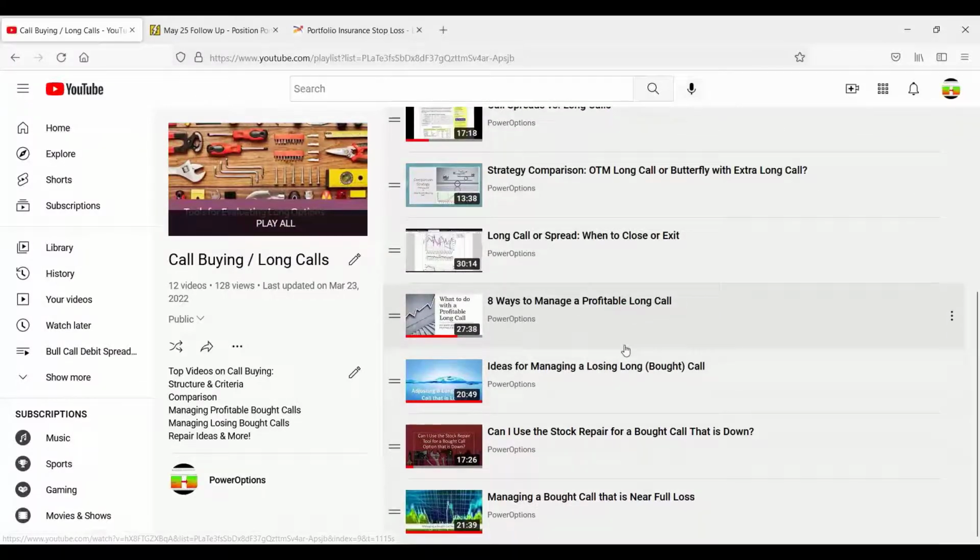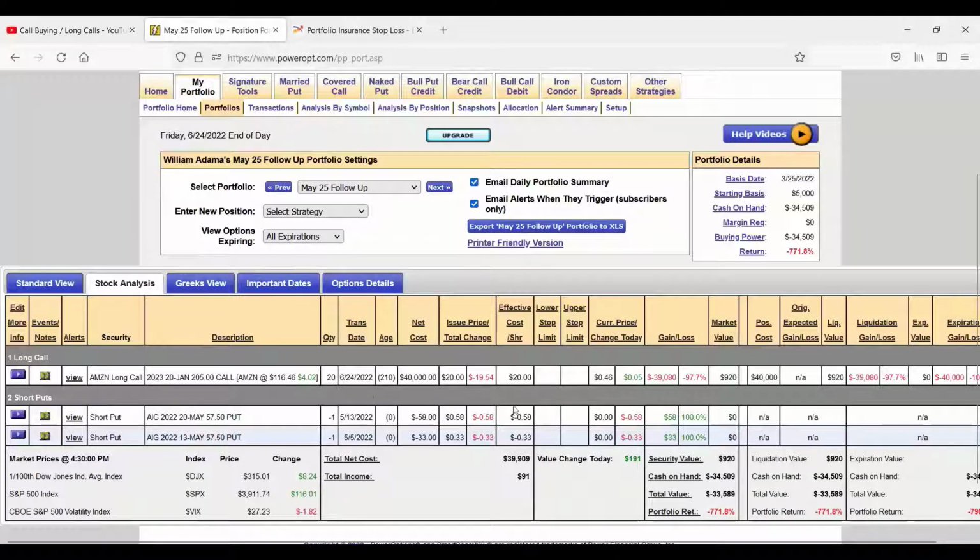There's 8 ways to manage a profitable one. We wish Eileen was in this position, but she's not. So that's where we're here. And so we're looking at ideas for managing a losing bought call. Can I use the stock repair and managing a bought call that is near full loss? And Eileen, your follow-up question there says, do you think a broken wing butterfly would work?